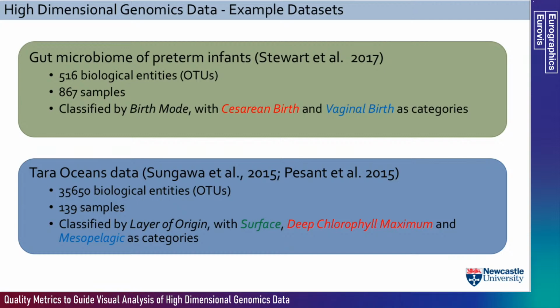It includes samples from different oceanic areas. And the samples here are categorized by layer of origin, with 3 different levels, where the surface is the top level and the mesopelagic is the deepest level in the oceans that is sampled.